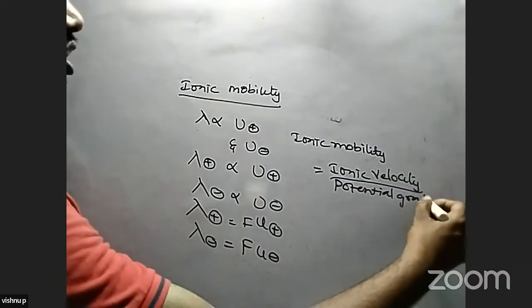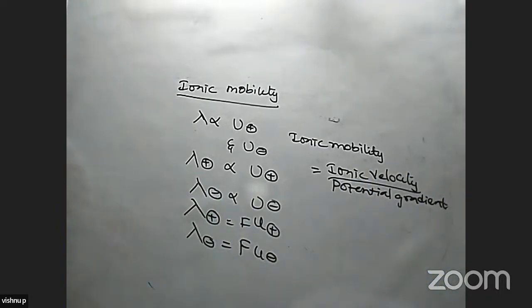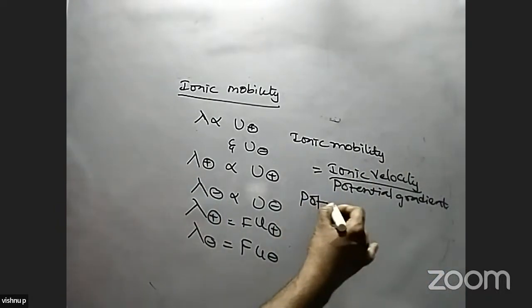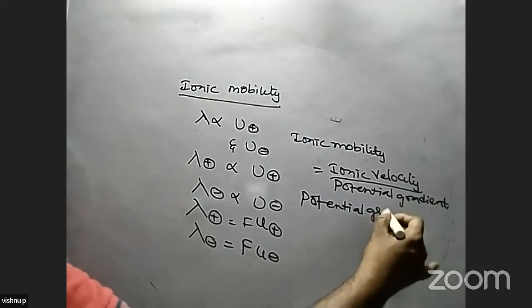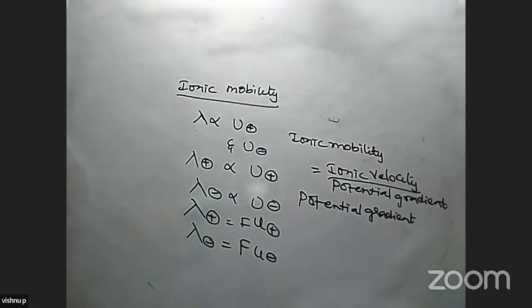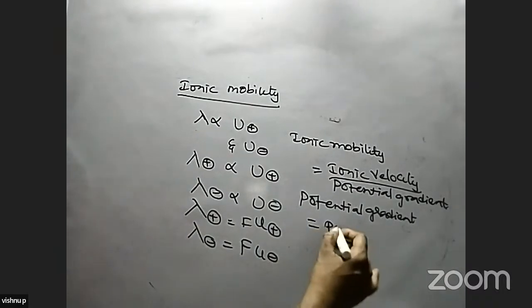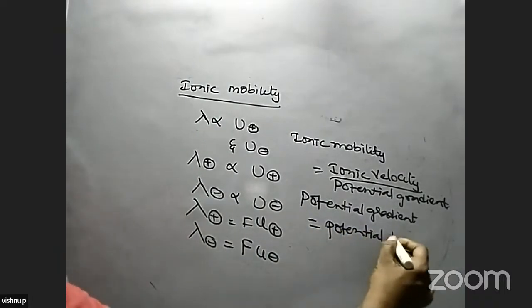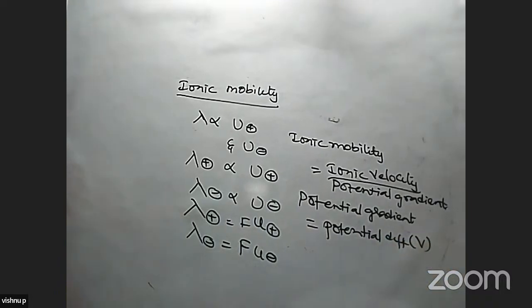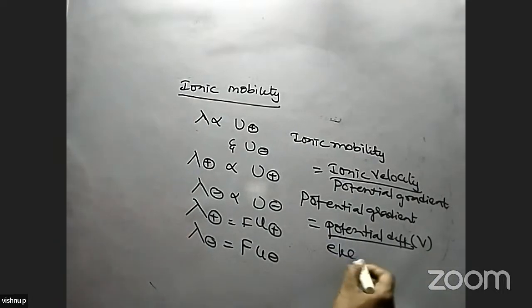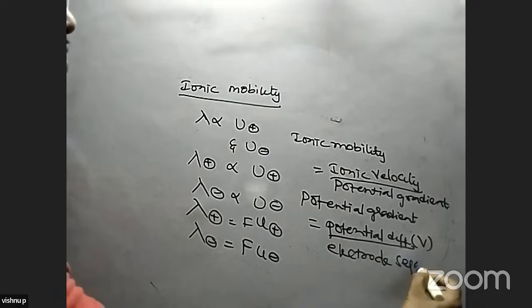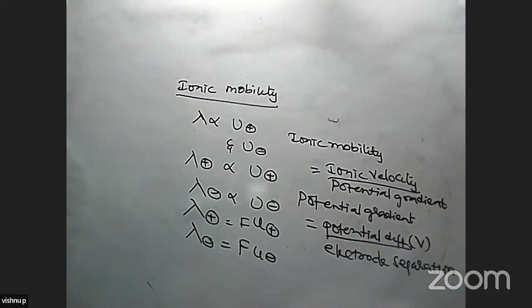This is called the potential gradient. What is the meaning of potential gradient? Potential gradient is equal to the potential difference in volts divided by the electrode separation. That is called the potential gradient. So in this way, we can find out ionic mobility also.